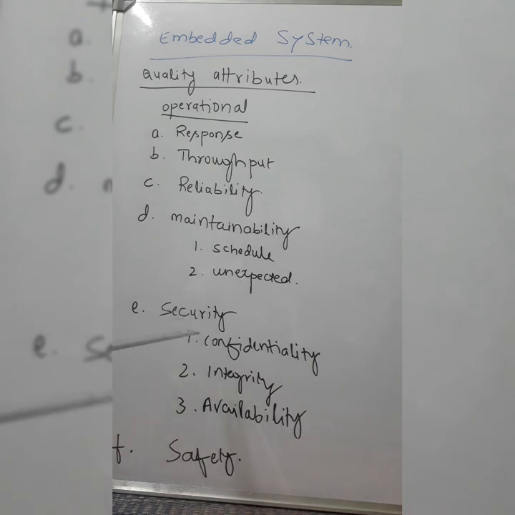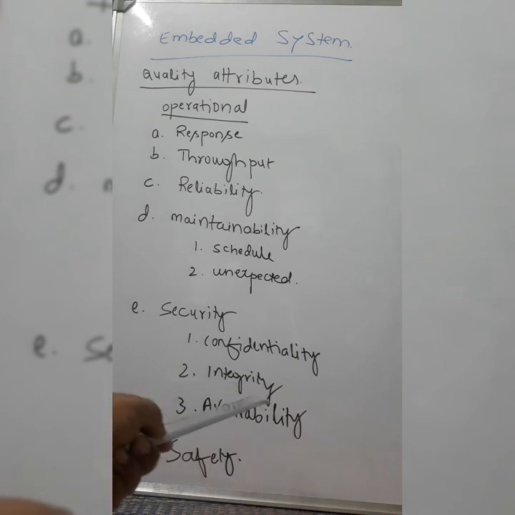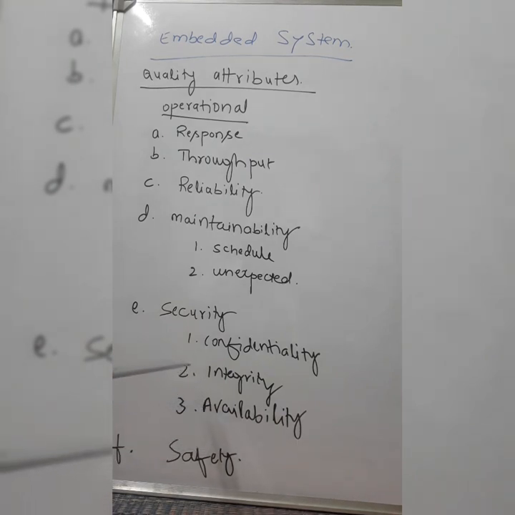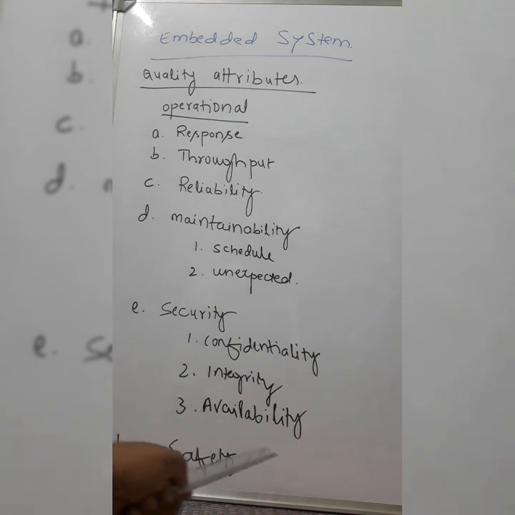And then security. Security will involve three types of security. One is confidentiality, the other one is integrity, and the third one is availability. Confidentiality is the information not reaching the unauthorized person. That means it should not be disclosed. Integrity in the sense the unauthorized person should not be able to alter or modify the system. Availability in the sense the unauthorized user should not get access to that embedded system.